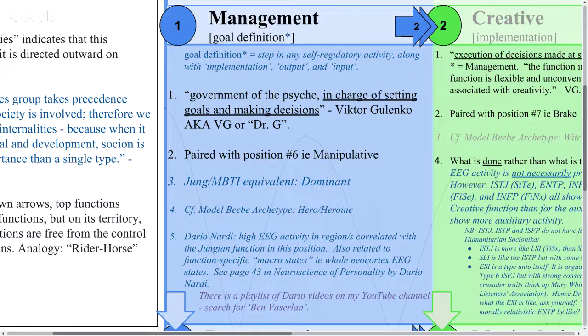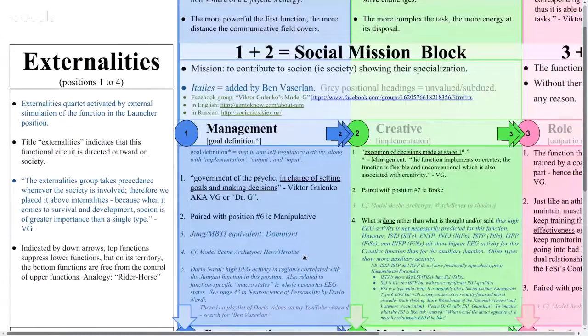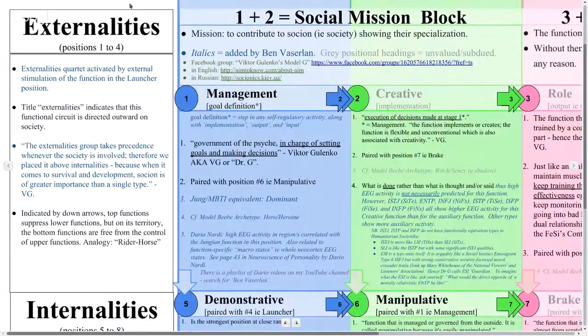Dario Nardi information: high EEG activity in regions correlated with the Jungian function in this position. Also related to function-specific macro states, i.e. whole neocortex EEG states. See page 43 in Neuroscience of Personality by Dario Nardi. And then there's a playlist of Dario videos on my channel. So it sets the agenda. That's the dominant position.